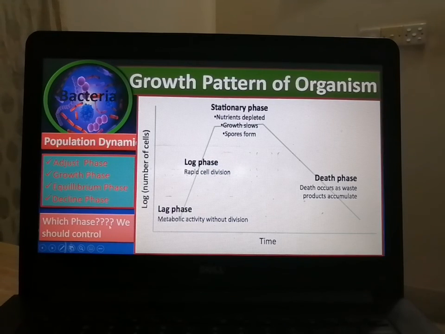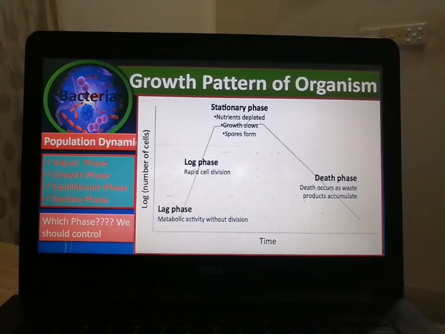So for any system, we have to control the bacteria growth at the adjustment phase, that is the lag phase. If we ever find a system in a stationary phase, it is always preferable to go first for mechanical cleaning, then introduce chemical treatment to stay in the lag phase. Unless we control bacteria at the lag phase, we can't control any system. We can't control fouling, we can't control biofouling, we can't control corrosion at the desired level.